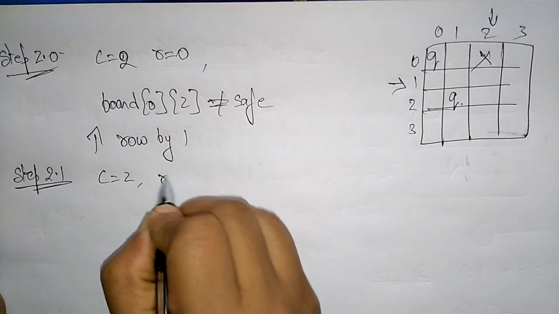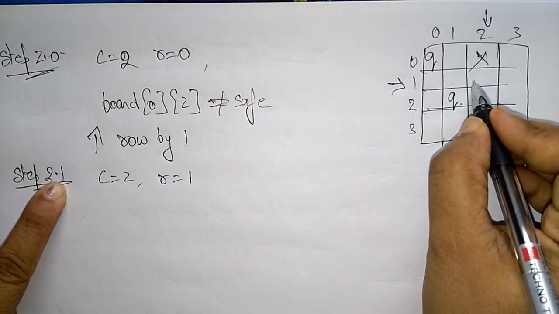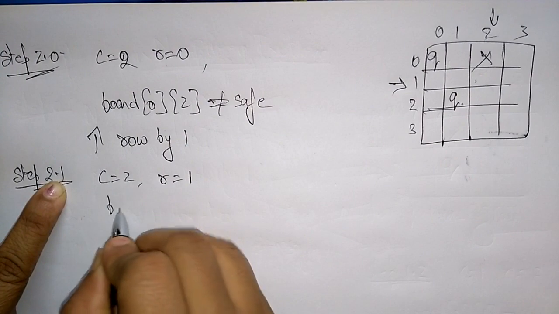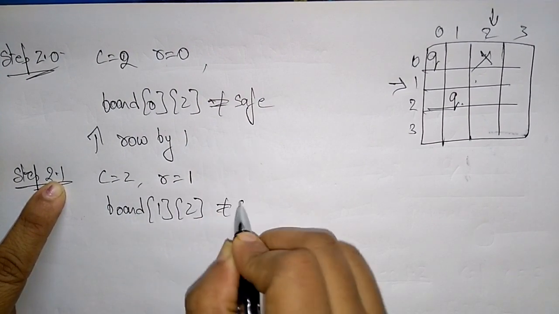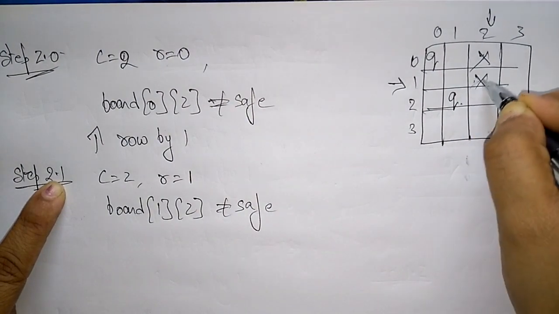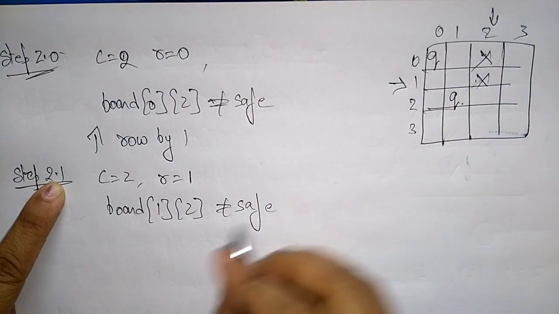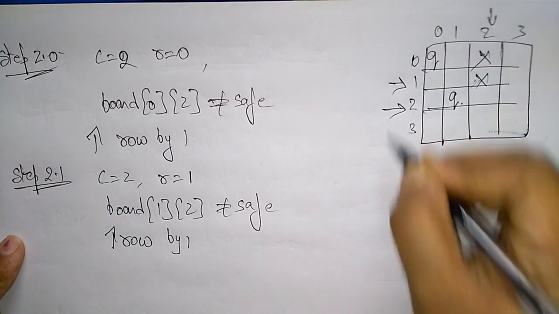Increment row by 1. So again step 2.1. Column is 2, row is equal to 1. Coming to here, now check here. Is it safe? Is board of 1, 2 safe? No, it is not safe. Why is it not safe? Because it is forming a diagonal. So it is not safe. Again increment row by 1. Now coming to this position.